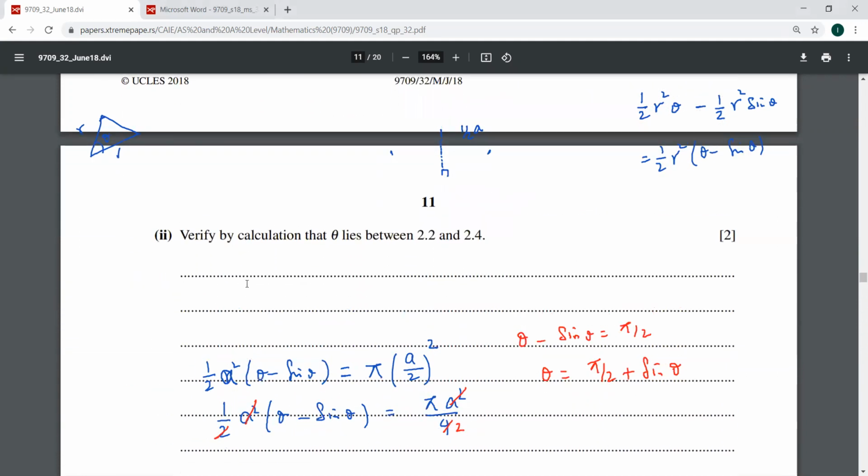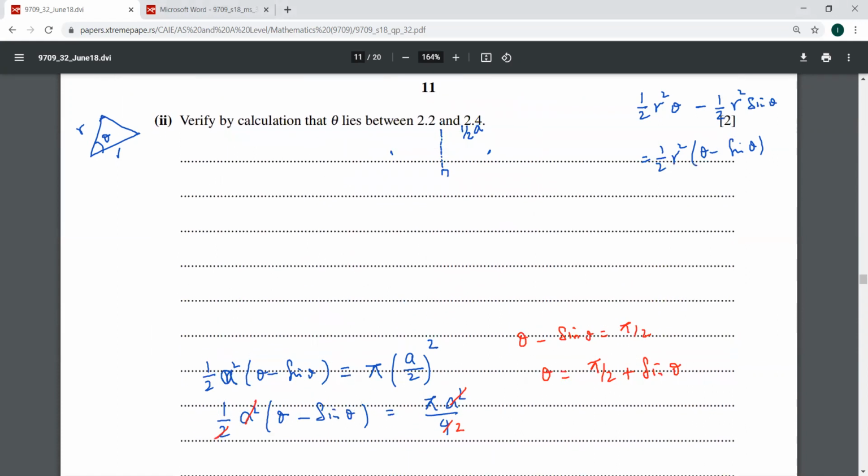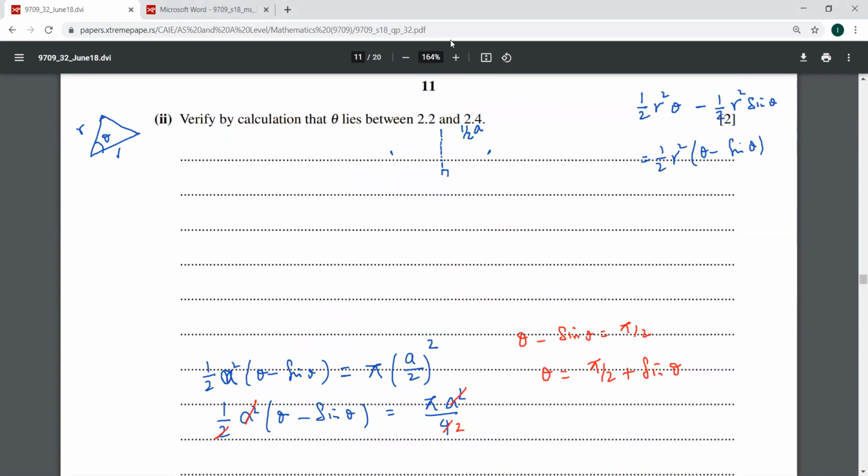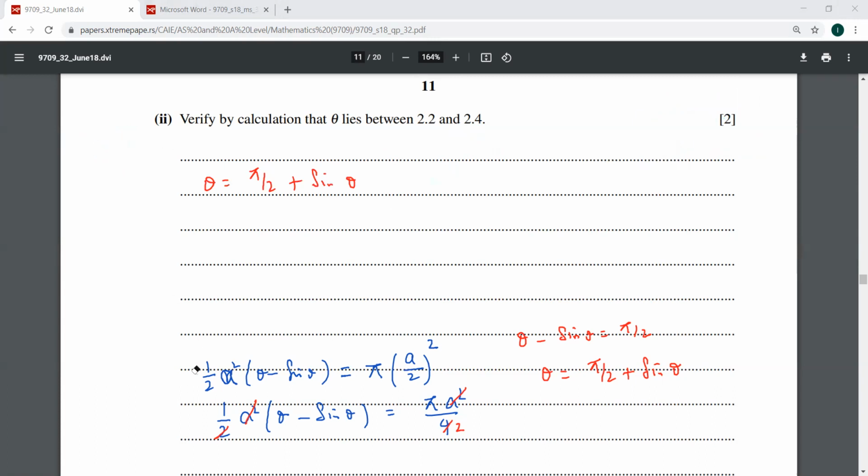It says verify by calculation that theta lies between 2.2 and 2.4. So this is basically a question from the numerical solution of equations. So guys, you have theta equal to pi by 2 plus sine theta. What alterations do you need to prove that the root is between these two given values? How would you rewrite this equation? Anyone?